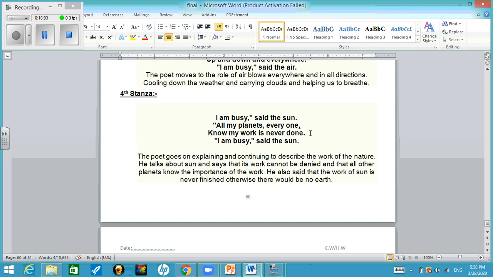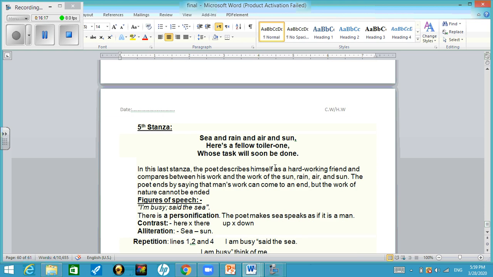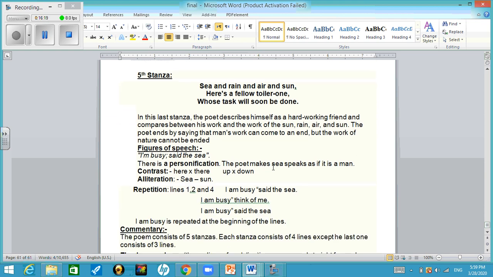Because if the sun is not there, the earth is not going to revolve around it. So there will be no earth, there will be no plants, no air, nothing. So it all depends on the sun. Okay? Fifth stanza. Sea and rain and air and sun. Here is a fellow toiler one, whose task will soon be done.